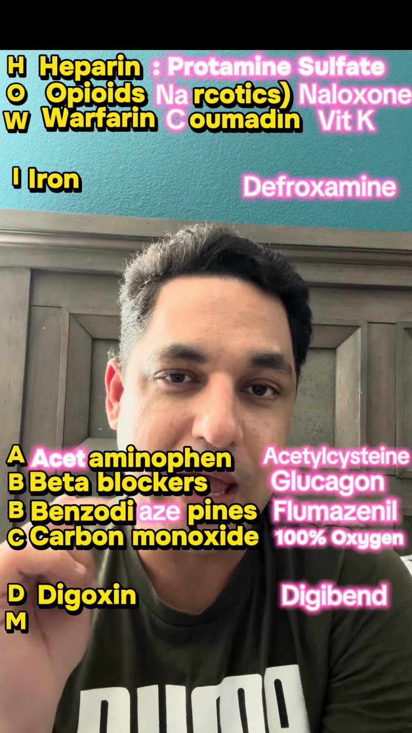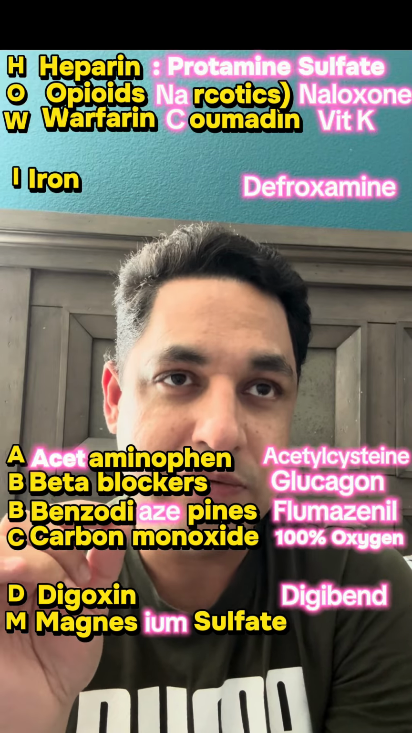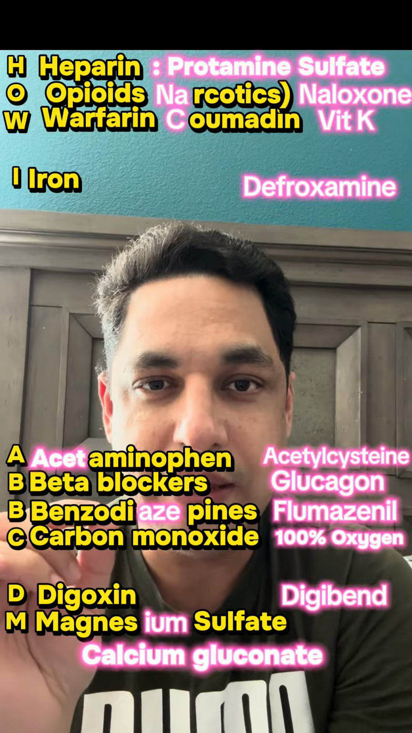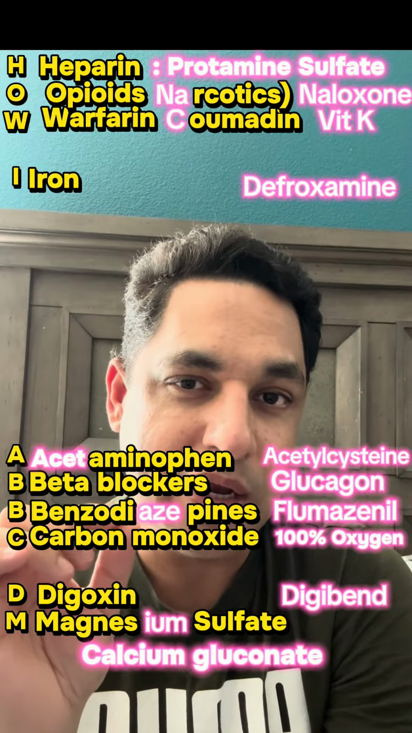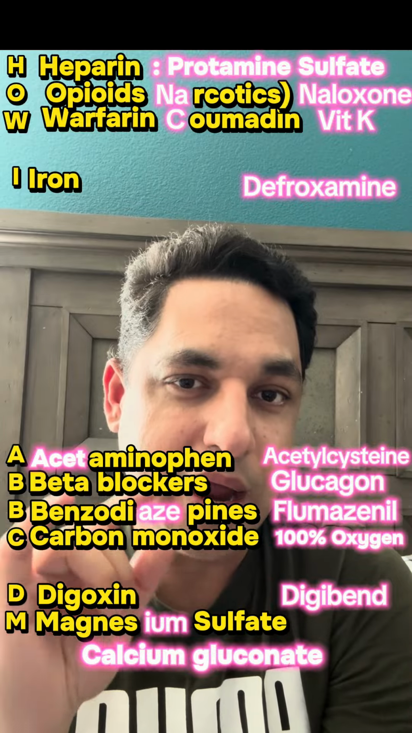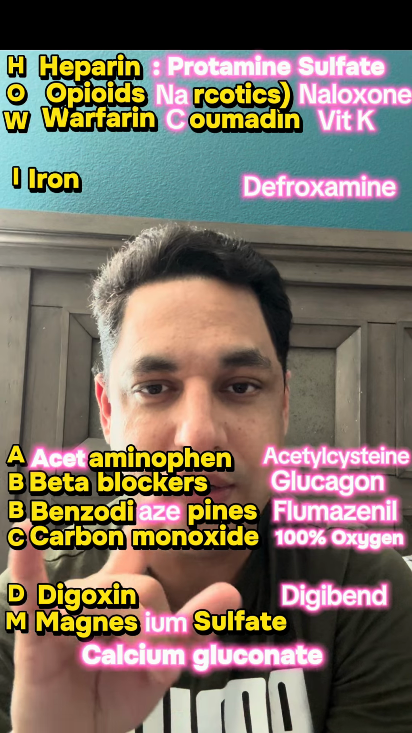Next is M, magnesium sulfate. Magnesium sulfate antidote is calcium gluconate. The trick is that magnesium ends with IUM, right? And calcium also has IUM. So that way you will remember magnesium sulfate, calcium gluconate.